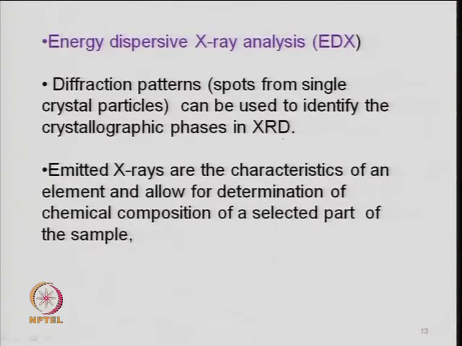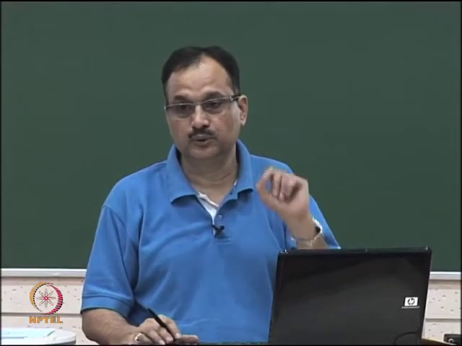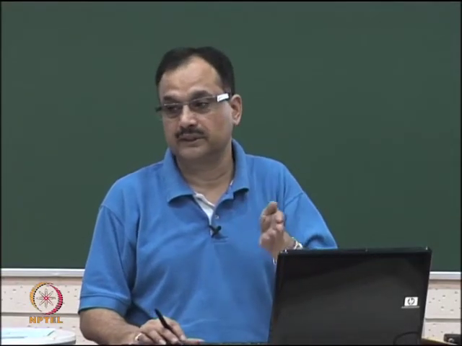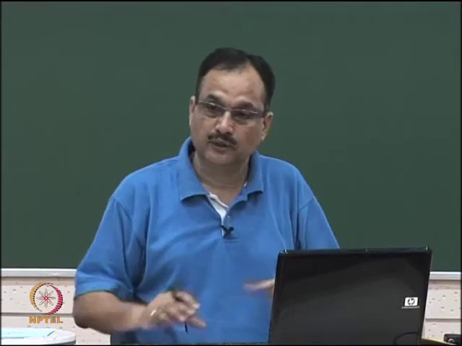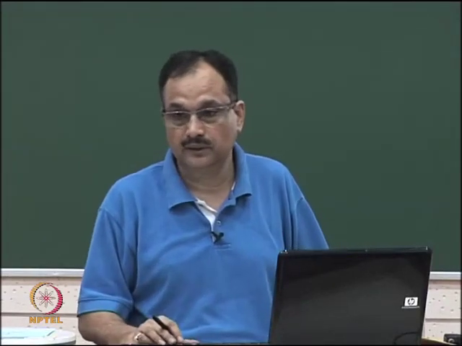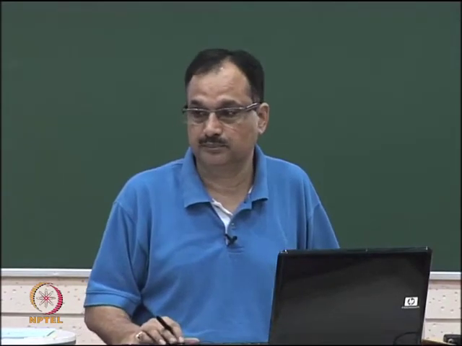So the emitted X-rays are characteristic of an element and allow for determination of the chemical composition of a selected part of the sample. So that is the difference, because the wavelength of the X-ray is fixed, right. When you do X-ray diffraction, you use a copper K-alpha radiation, say 1.5 angstrom. Here the wavelength can also be varied, right, in that energy dispersive X-ray.